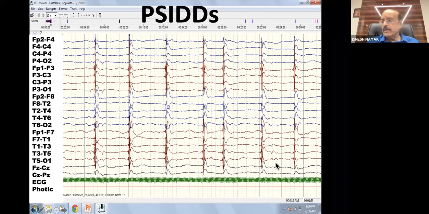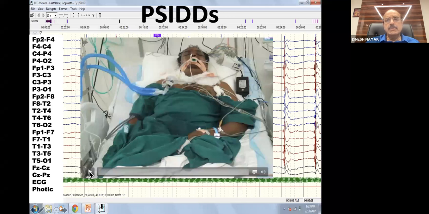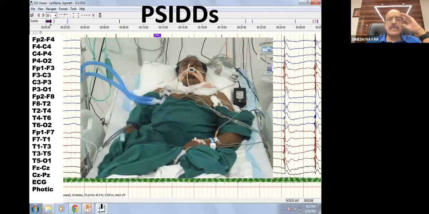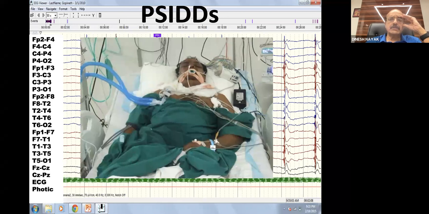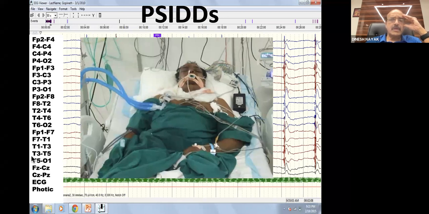So what do you get with this? When you see a pattern like this, this is usually seen only in the ICU. You see this gentleman, the correlate of this is usually myoclonic jerks like this. This is a post-anoxic myoclonus, which is diffuse.